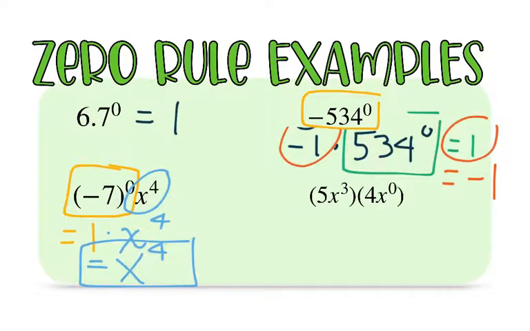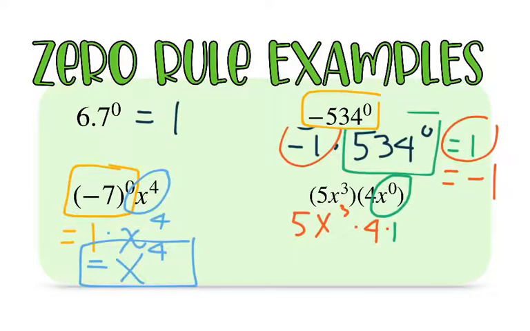Let's do the last one together. The part that's going to be 1 is this part right here, x to the 0 power. That part is going to be the number 1. Notice that the exponent of 0 is not going to the 4. It's just attached to the x. So just the part I circled in green is going to be 1. Everything else is still there. So we still have 5x to the 3rd power times 4 times, and instead of writing x to the 0, I'm just going to write 1.